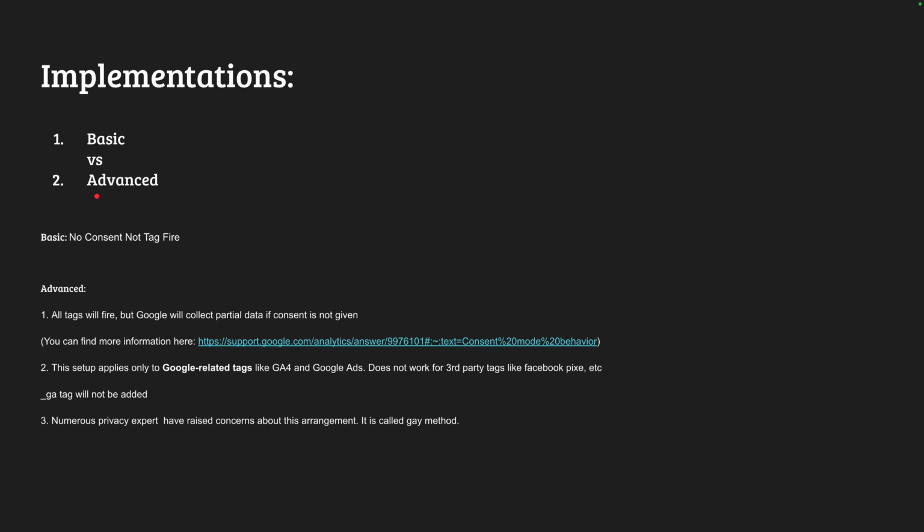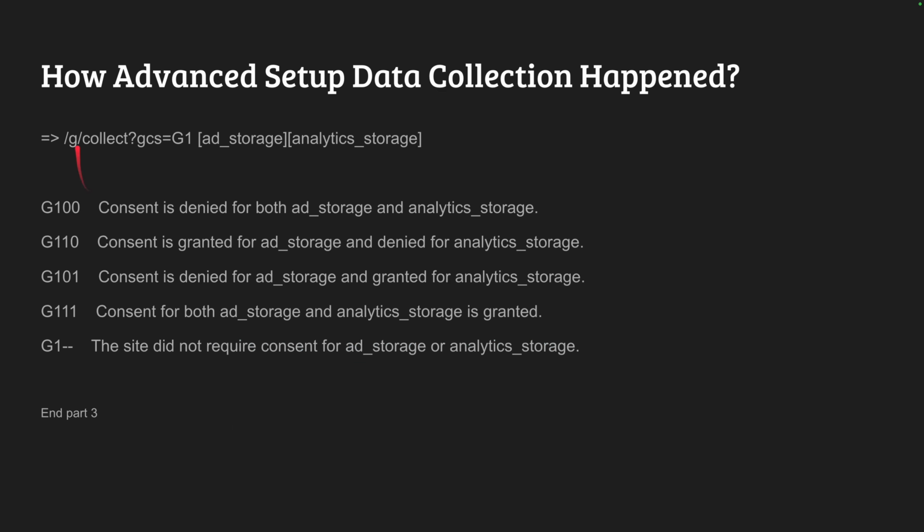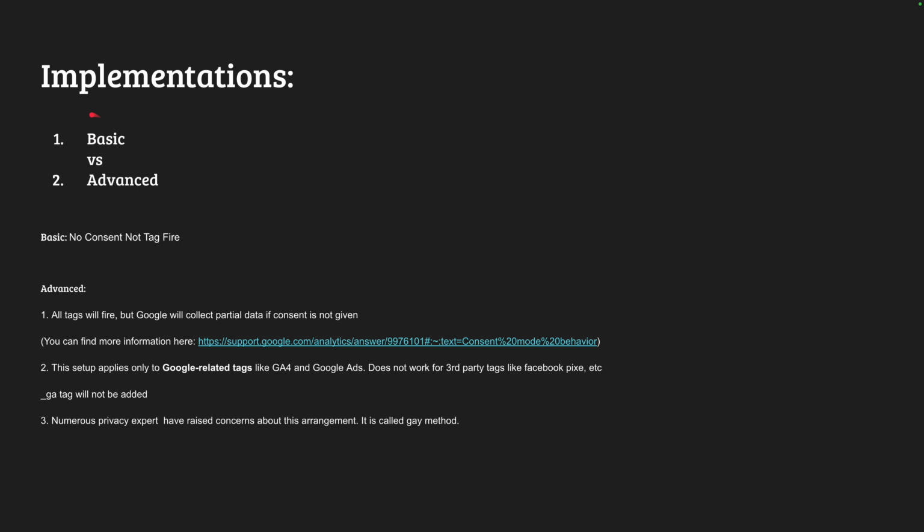many privacy experts have raised concerns and they do not agree with this approach. And I personally also don't prefer this type of advanced technique, because in these cases you may see a lot of event related data, but you will not find proper user data if the user does not give consent. In that case, it may be difficult to come to a decision with the analytics data. But the basic technique is very simple. When we don't have consent, we will not fire any tag related to that thing.